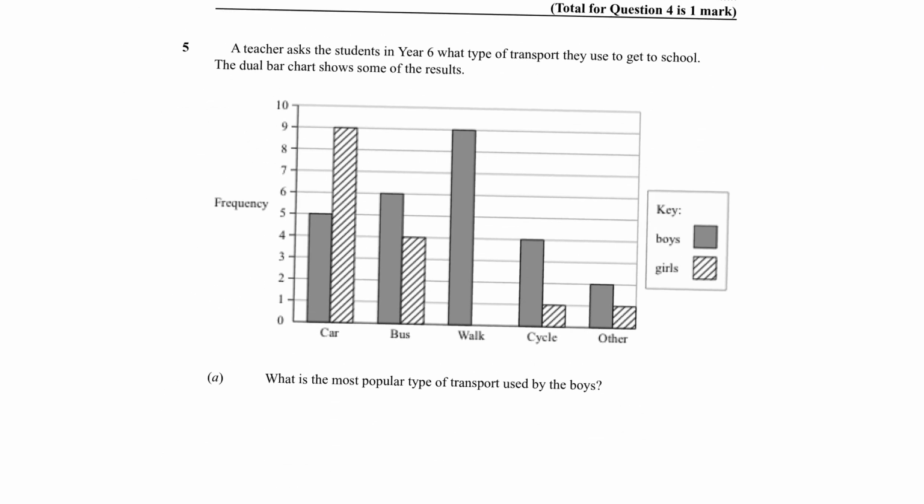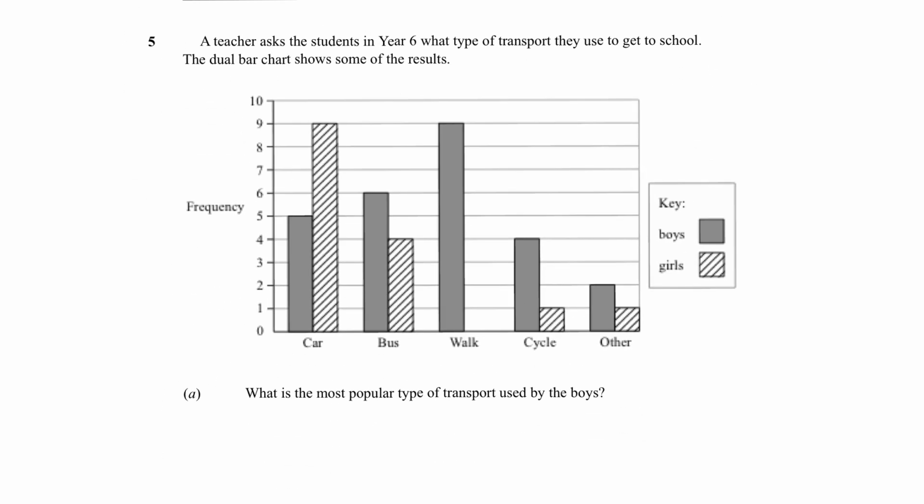And then moving on to question 5, it says a teacher asked the students in year 6 what type of transport they use to get to school. And it says the dual bar chart shows some of the results. So it says, what is the most popular type of transport used by the boys? We're basically looking for the biggest bar out of the boys. And as we can see, that would be walking, as the boys is the grey chart.